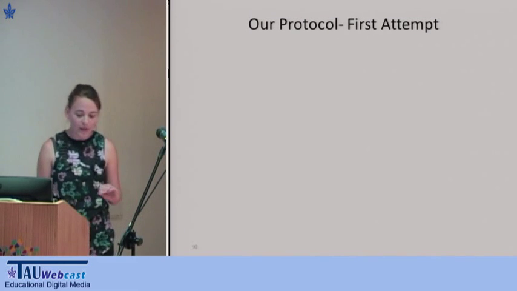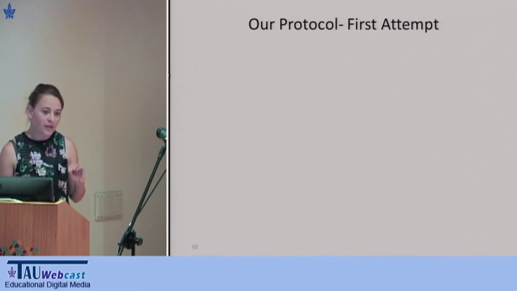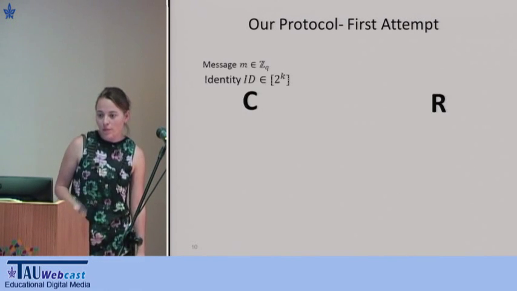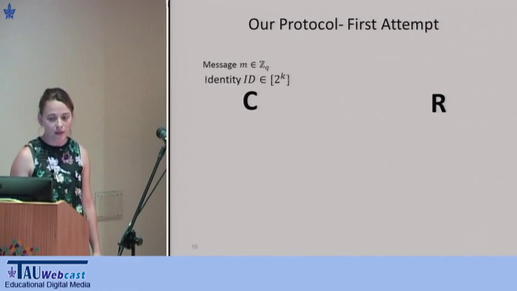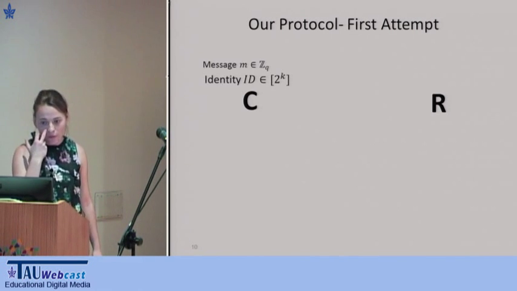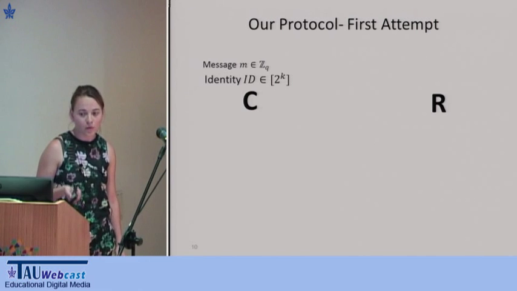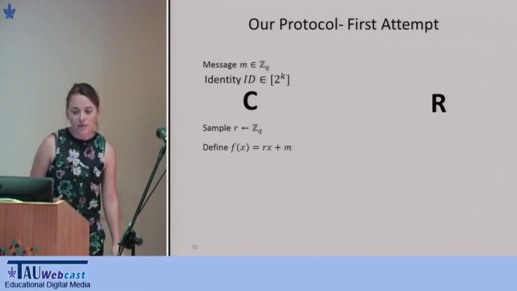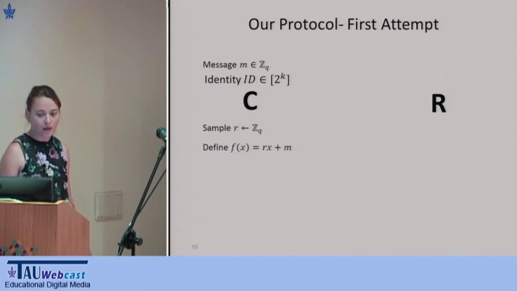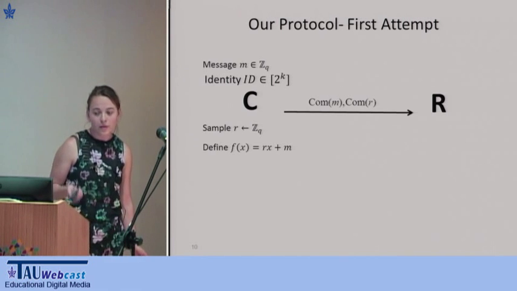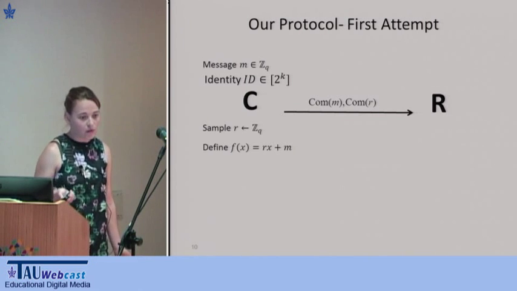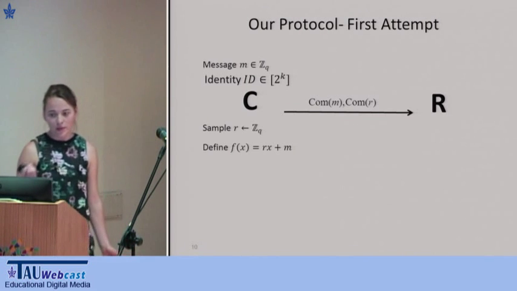and it will be a malleable version, but by inspecting it, we will see exactly what components we will need in order to make it non-malleable. So, as we said, the committer has an identity ID. It will be in the domain of 2 to the k, and he will want to commit to a message m. What he will do, he will sample a random value r in Zq and define a polynomial f(x) to be equal to rx plus m. Then he will commit using some statistically binding commitment, like an OR commitment, to the coefficients of this polynomial and send it over to the receiver.